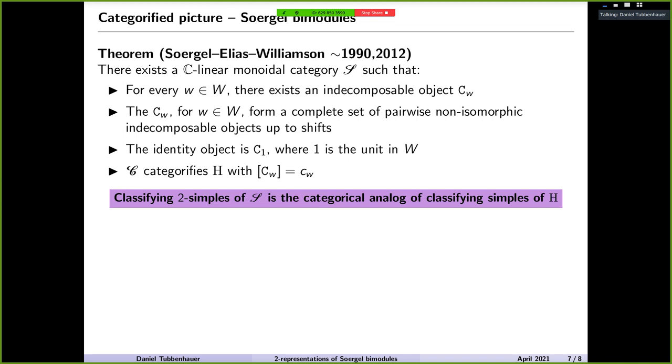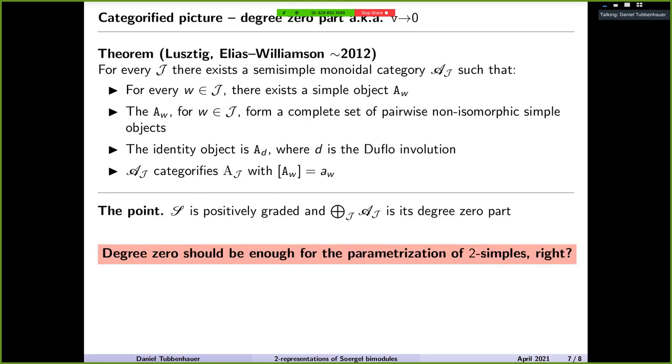And classifying these simples is kind of the categorical analog of classifying simples of the Hecke algebra. And almost the same people, but basically Lusztig instead of Soergel, they also have a categorification of this other algebra, the asymptotic limit. It's exactly the same statement, okay? So you don't even need to read the bullet points. For each element, there exists an object, which is now a simple object, because that's the whole point.